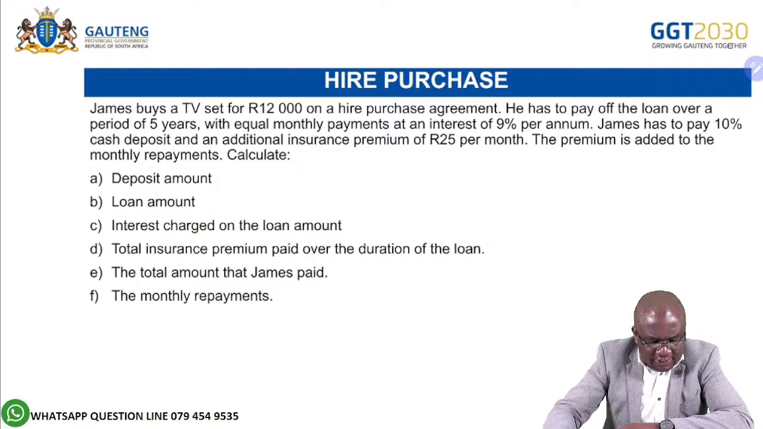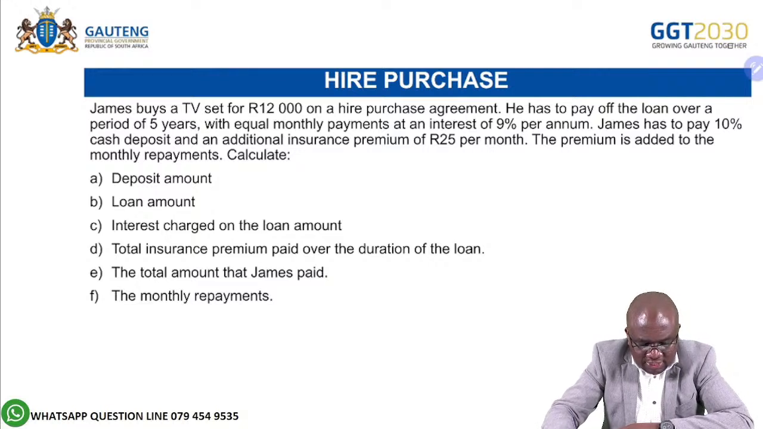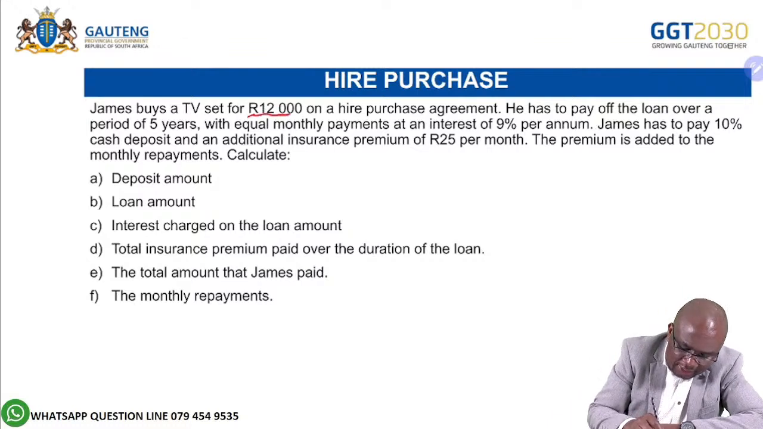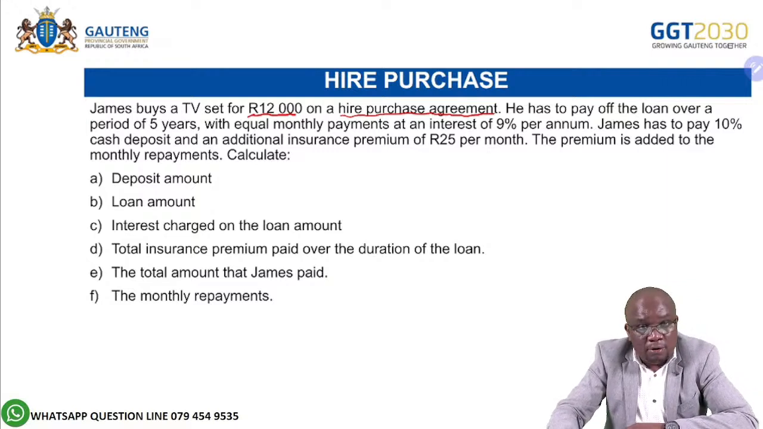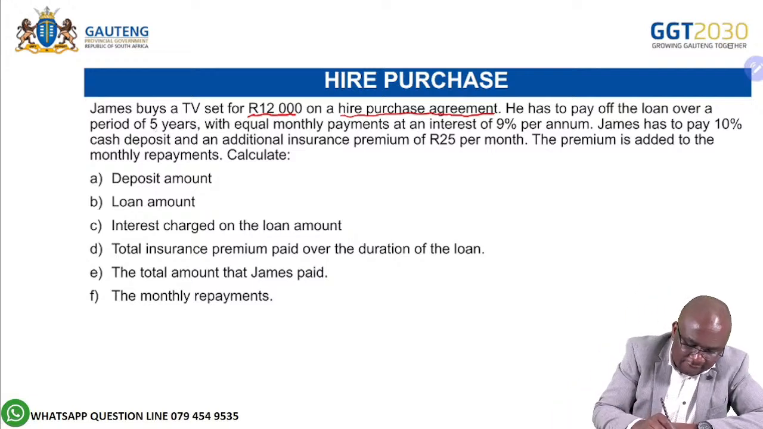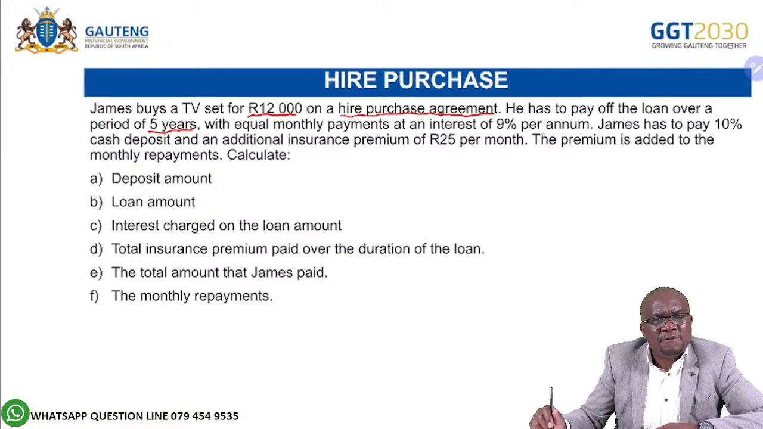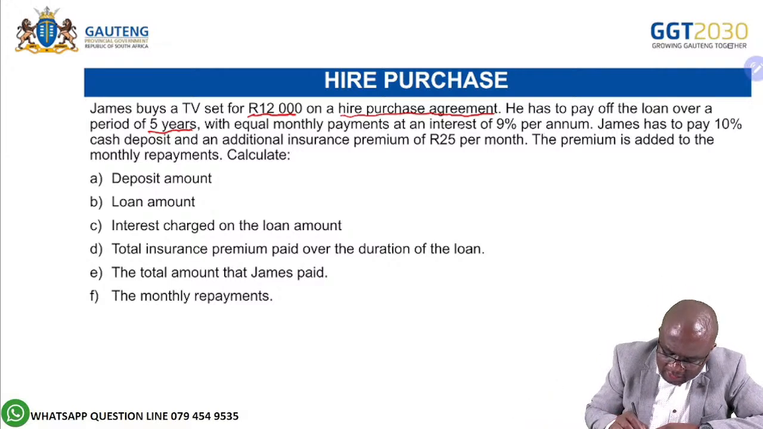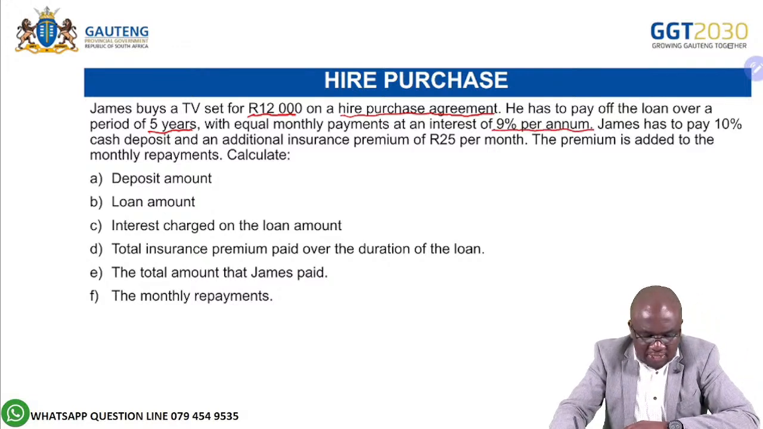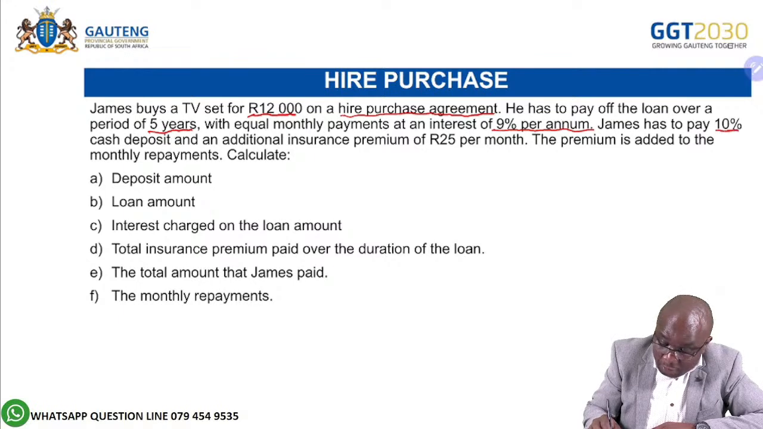James buys a TV set for 12,000 on a hire purchase agreement. So 12,000 on a hire purchase agreement. Right, he has to pay off the loan over a period of 5 years with equal monthly payments. 5 years monthly. How many months are there in 5 years? 12 times 5, 60. Then monthly payments at an interest of 9% per annum. James has to pay 10% cash deposit.